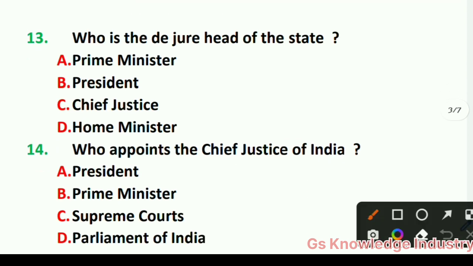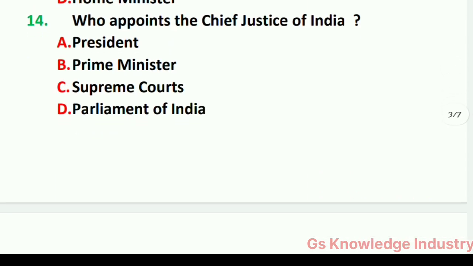Thirteenth question. Who is the de jure head of the state? Option A, Prime Minister. Option B, President. Option C, Chief Justice. Option D, Home Minister. Here the right answer is option B, President, right?